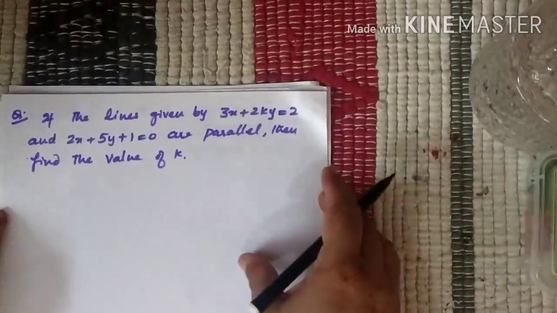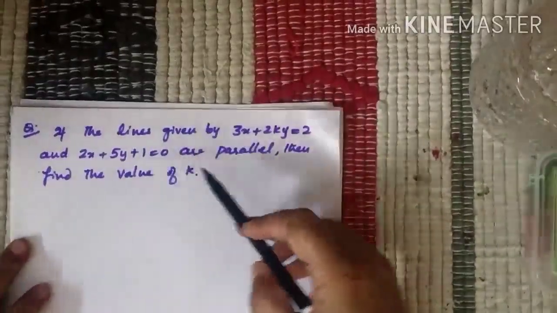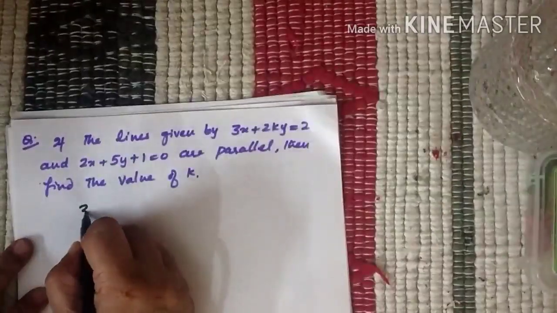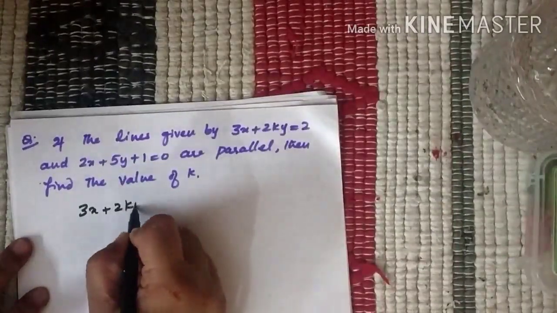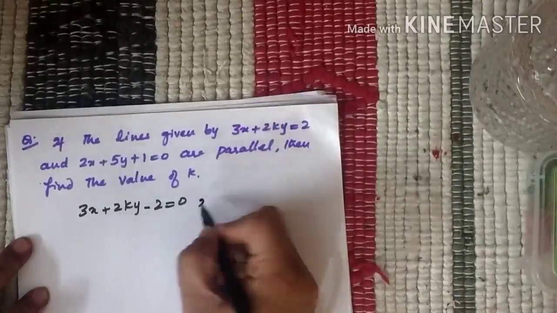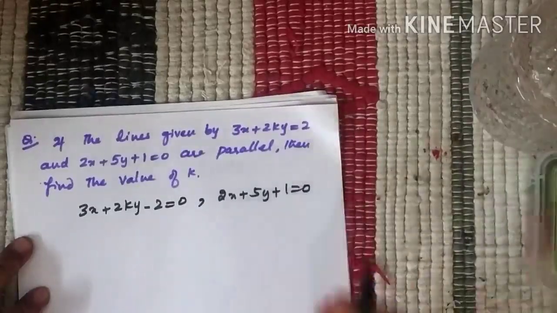We need to find the value of one of the unknown quantities. If the lines represented by these equations are parallel, then find the value of k. So first let's write down the equations. 3x plus 2ky. I can observe it's not in the standard form, so I'm making it in the standard form. The second equation is 2x plus 5y plus 1 equal to 0.